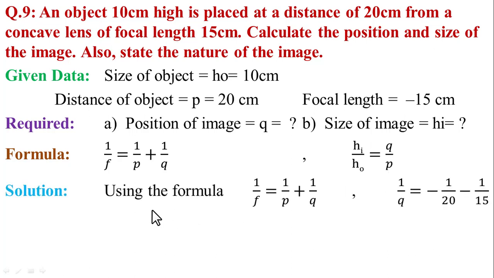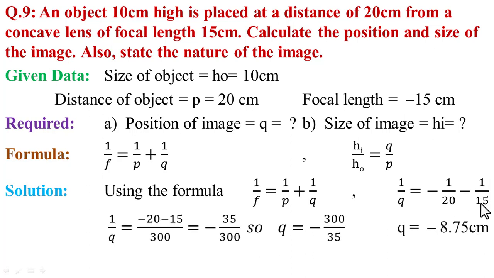Now in the solution, using the formula 1 over f is equal to 1 over p plus 1 over q, putting the values, 1 over q is equal to minus 1 over 20 minus 1 over 15. Now taking the LCM, here LCM is 300, then 1 over q is equal to minus 20 minus 15 divided by 300, that is equal to minus 35 over 300. Taking the reciprocal on both sides, we have q is equal to minus 300 divided by 35.